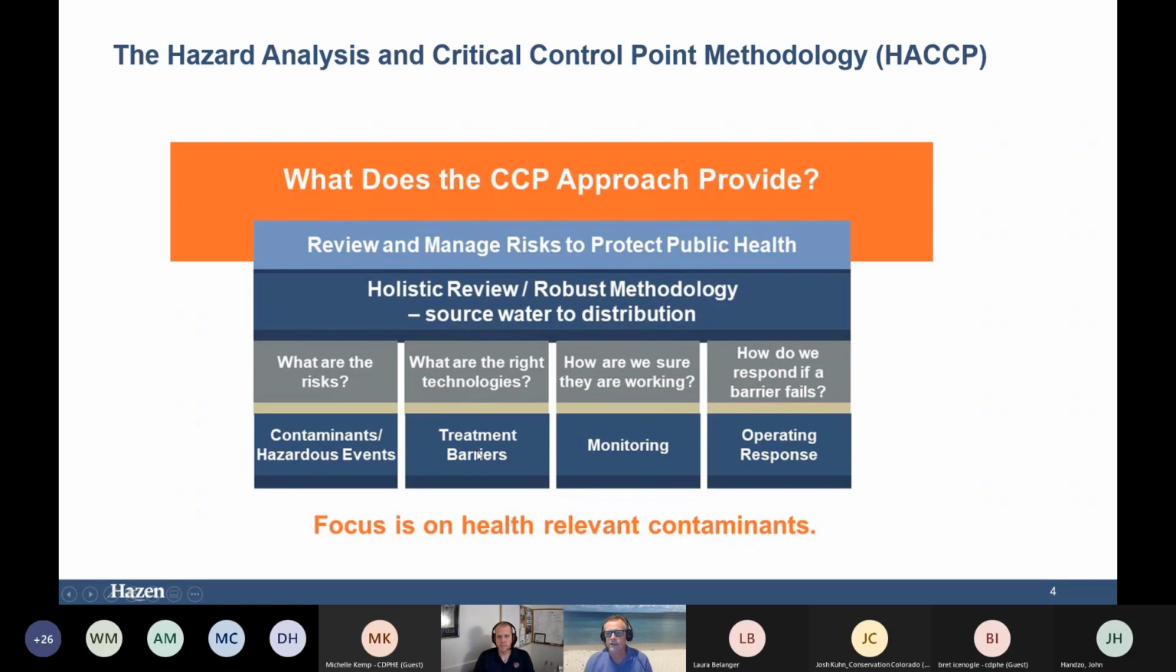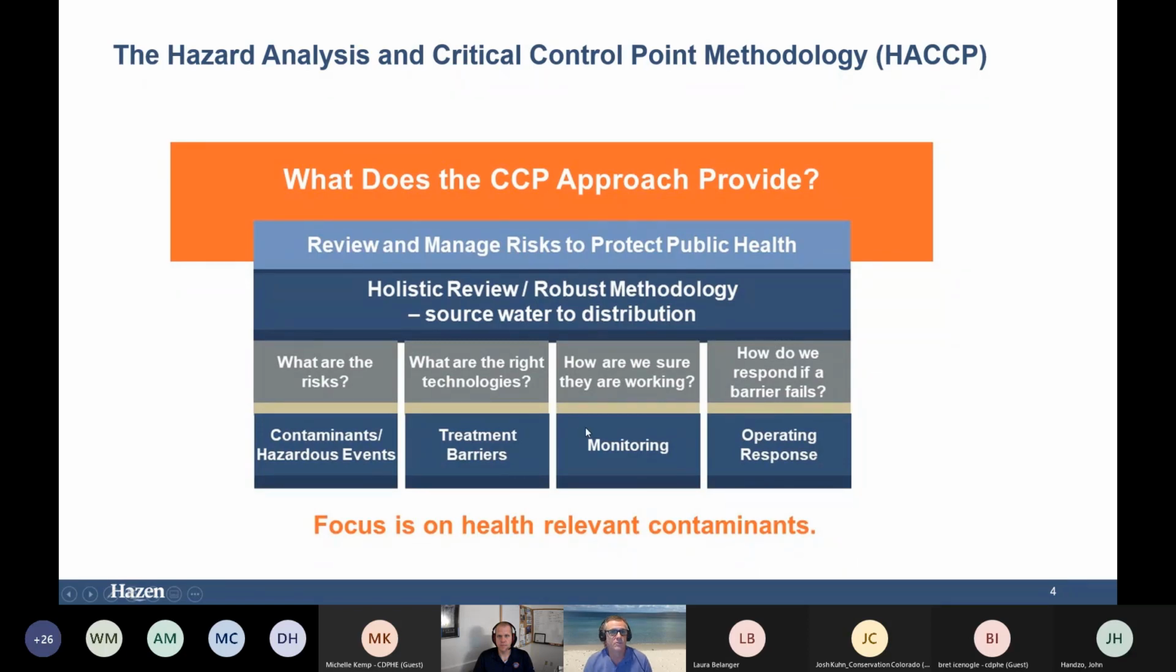The second question is, what are the right technologies for us to use? In other words, what are the right treatment barriers to mitigate, reduce, eliminate those risks such that the water that we end up with is safe for public health?